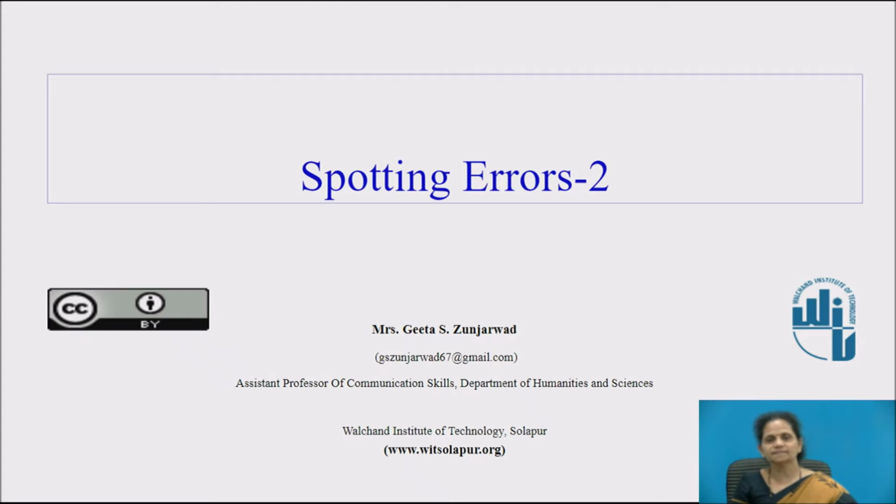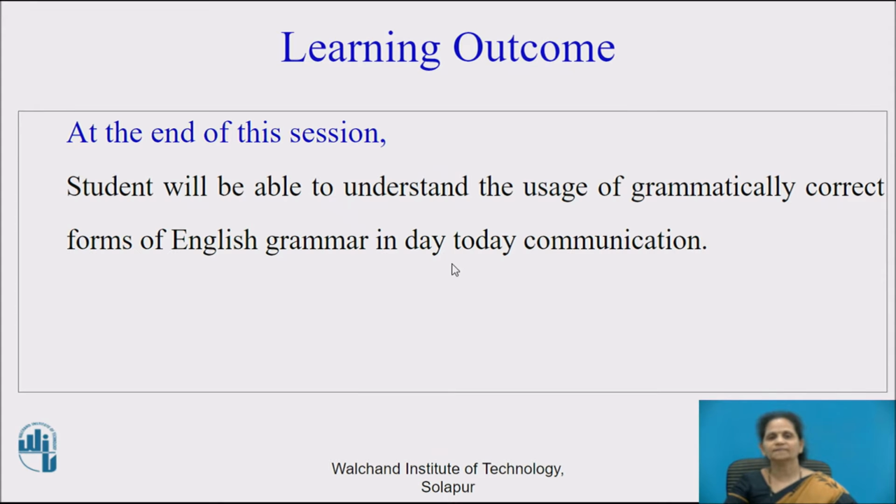We are discussing spotting errors. This is part 2. In this session, we are going to discuss the errors occurring in other parts of speech. Learning outcome: at the end of this session, students will be able to understand the usage of grammatically correct forms of English grammar in day-to-day communication.